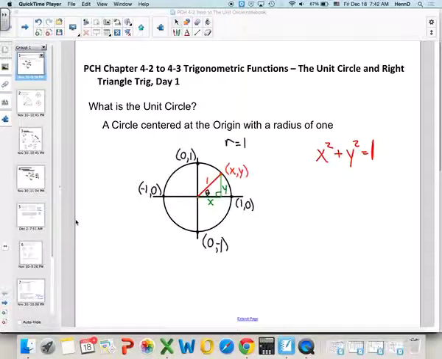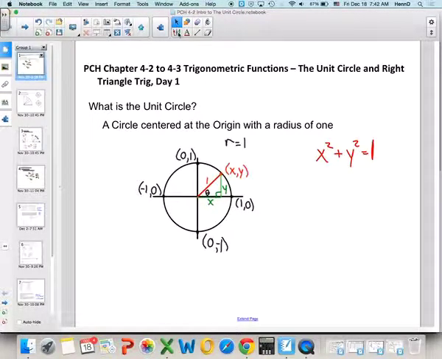Alright, so let's talk first about what the unit circle is. A unit circle, unit meaning one unit, is a circle whose radius is 1. And since we have angles in standard position that always have to be with a vertex at the origin, the center of our circle is at the origin of our coordinate plane as well.